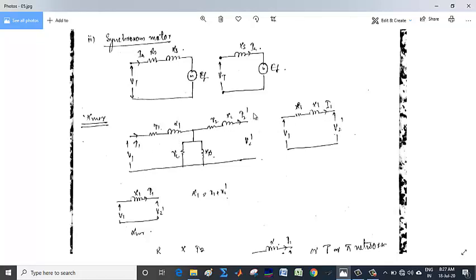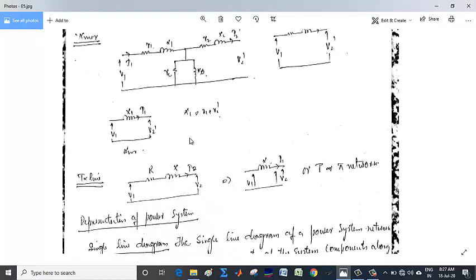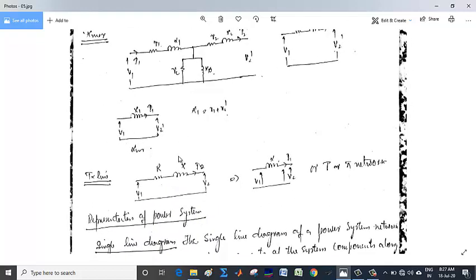And this I1 will be equal to I2 dash. That's why I have only written I1 here. And if we take this as lossless, in that case we can represent the transformer like this only: a series reactance between the two voltage levels.